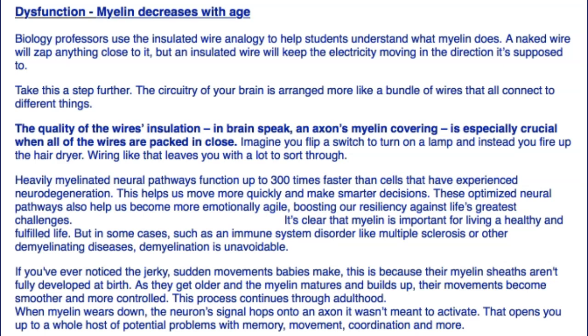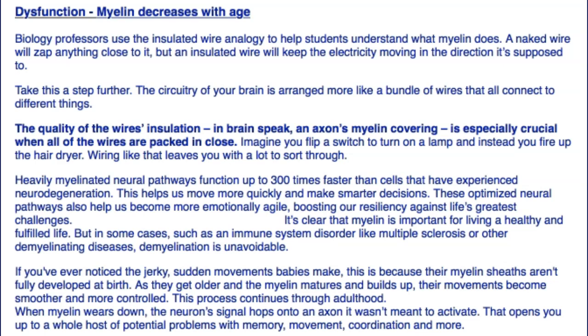Biology professors use the insulated wire analogy to help students understand what myelin does. A naked wire will zap anything close to it, but an insulated wire will keep the electricity moving in the direction it's supposed to. Take this a step further. The circuitry of our brain is arranged more like a bundle of wires that all connect to different things. The quality of the wire's insulation, in brain speak, an axon's myelin covering, is especially crucial when all of the wires are packed in close.